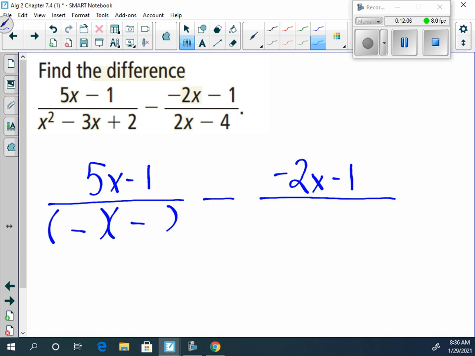Factors of x squared are x and x. Factors of 2, 1 and 2, because that's the only way we can have it factored. If we check it, it would work out, and we would get a middle term of negative 3. Now, how about the other one, 2x minus 4? We can factor a 2 out, which would leave us with 2 times x minus 2.